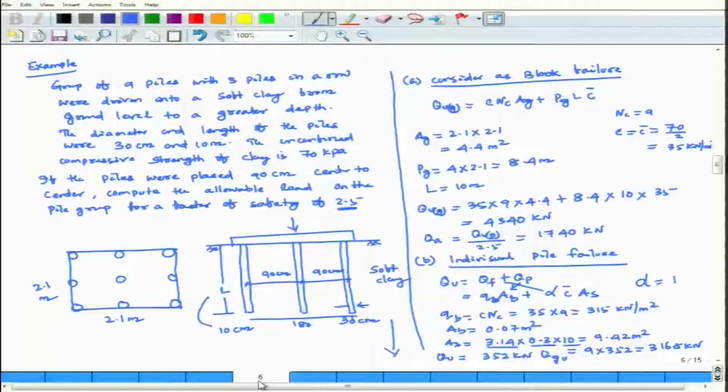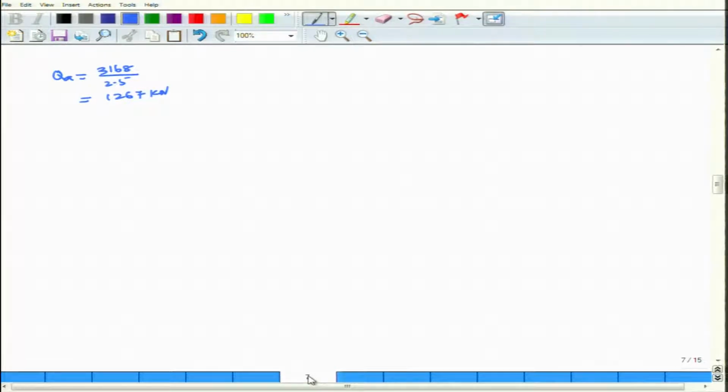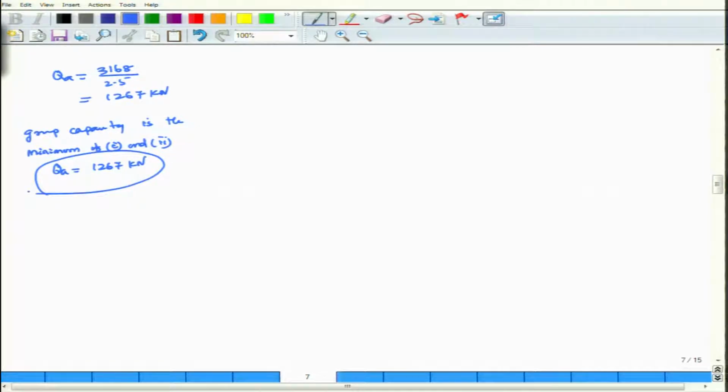If I compare both these two, considering single pile it is 1267, considering block failure it is 1740. Hence, group capacity is the minimum of 1 and 2. From there it comes out to be Q allowable is equal to 1267 kilonewton. This is how we find the group capacity of piles in clay.